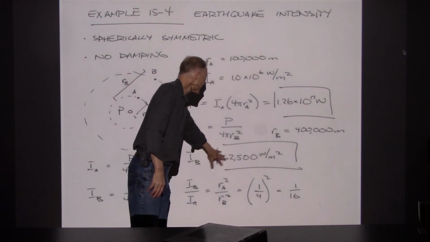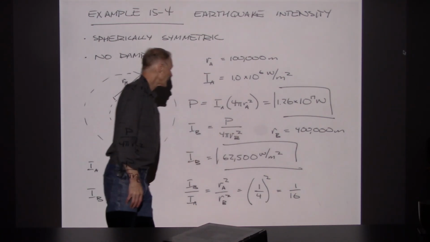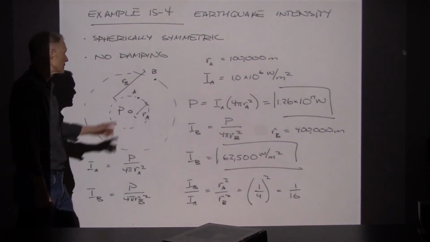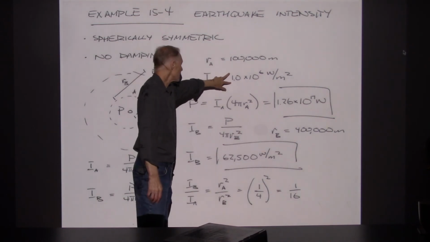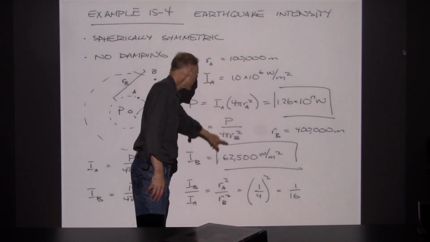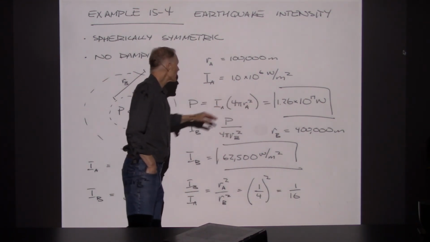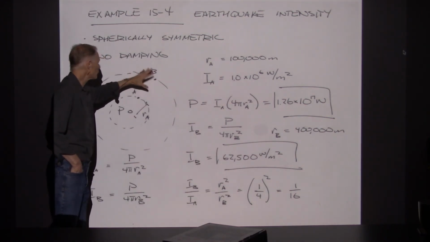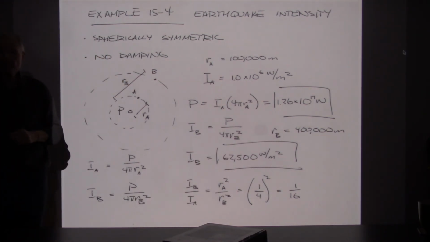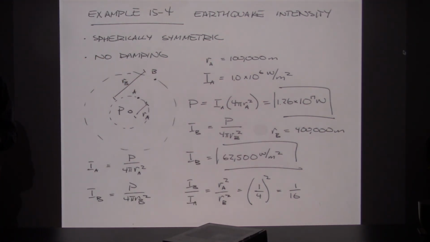And the intensity has dropped off by, what was the intensity before? The intensity was 1.6 million. This should be, it's 4 times as far away, so this should be 1/16. Since station B is 4 times as far away, the surface area will be 16 times larger. The intensity should have dropped by that factor.